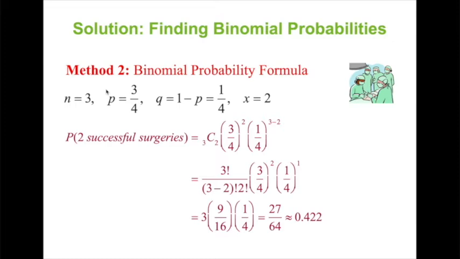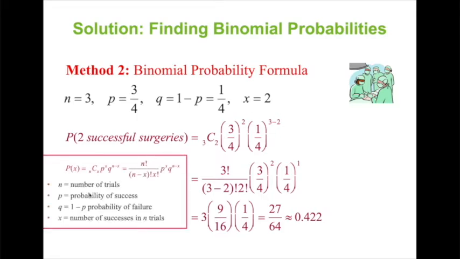Method 2, let's use the formula. Again, the number of surgeries, which is n, the number of trials, is equal to 3. The probability of success, successful surgeries, is equal to 3 over 4 or 75%. Therefore, the probability of failure is equal to 1 minus 3 over 4, which is equal to 1 over 4. And what we want is 2 successes. Therefore, x is equal to 2.